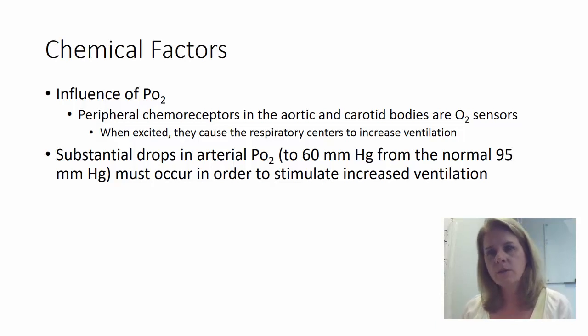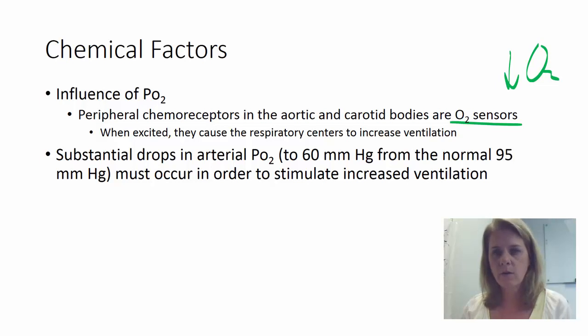So we do have chemoreceptors in the aorta and the carotid arteries that can sense O2 levels. When your O2 levels are too low, that's going to excite those carotid bodies and aortic bodies, and they're going to cause your respiratory centers to speed up and breathe more, to bring in more oxygen. You're not going to see that unless your oxygen levels really, really drop. So it's got to be a pretty low drop.